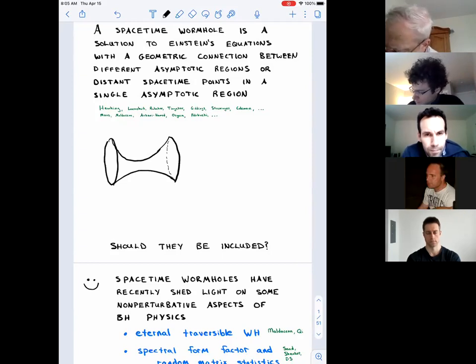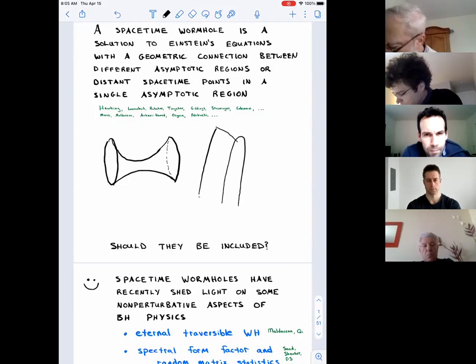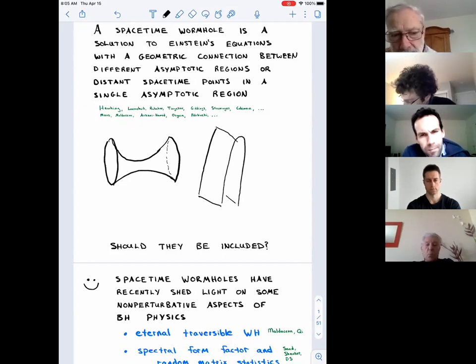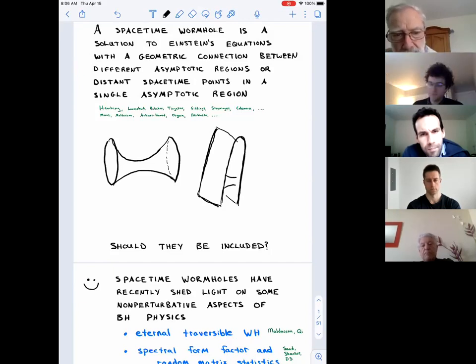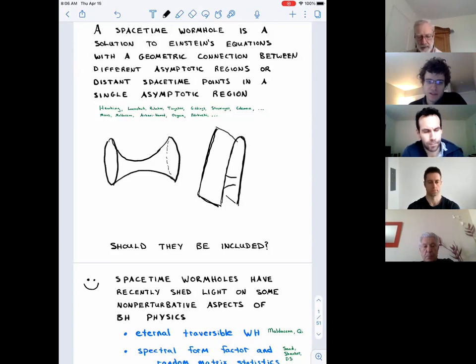Another possibility is you can have one that's connecting very distant points in the same asymptotic region. I'll try to draw that like this. We have, again, some 1 + 1 dimensional geometry. I've drawn the flat geometry here as bent over, so that we can draw a wormhole like this connecting the two sides. So this is what a space-time wormhole is. It's a geometrical connection between either very distant points or between two completely different asymptotic regions. These are interesting configurations to think about in general relativity, in gravity.